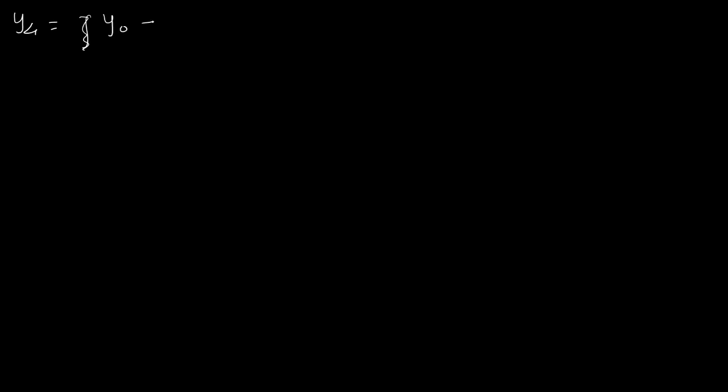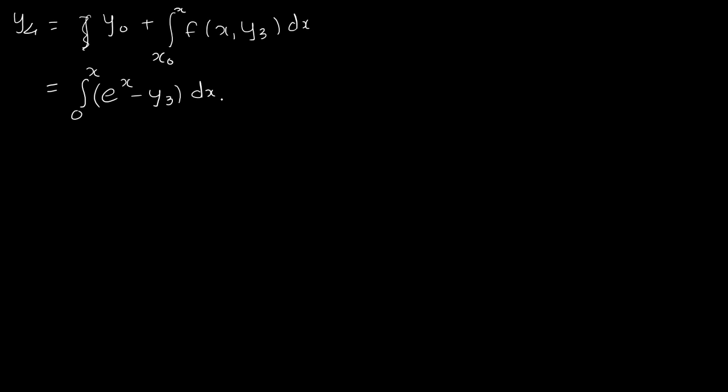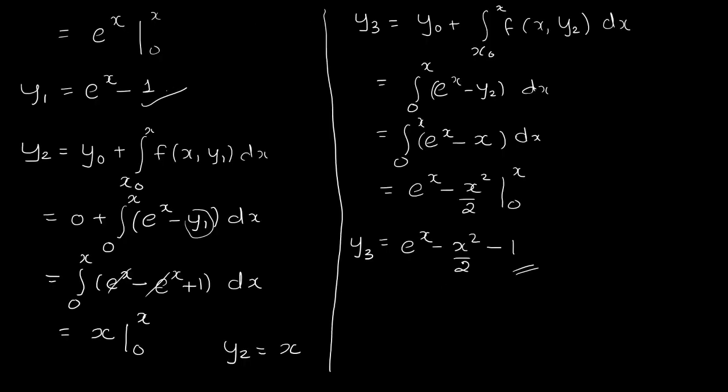y0 plus the integral from x0 to x of f(x, y3) dx. Y0 is 0 and x0 is 0, therefore the integral from 0 to x of f(x, y3) will be e raised to x minus y3 dx. Okay, so now it will be the integral from 0 to x of e raised to x minus y3, which is given by e raised to x minus x square by 2 minus 1.